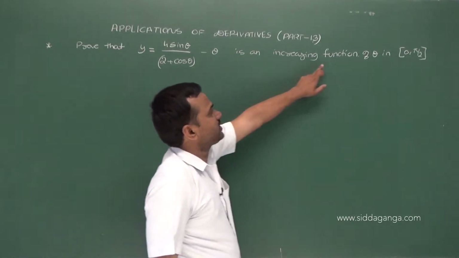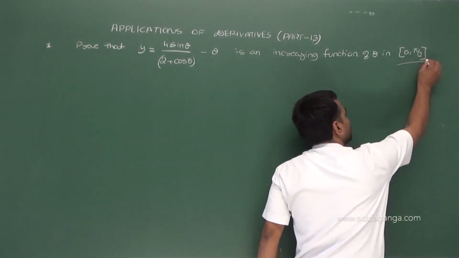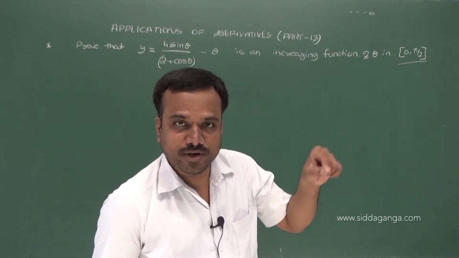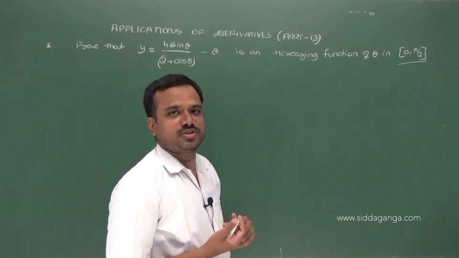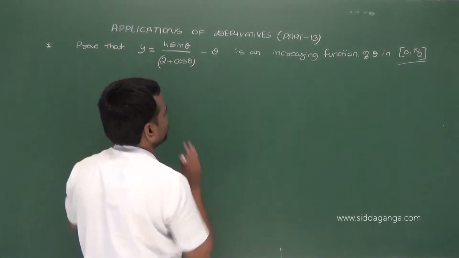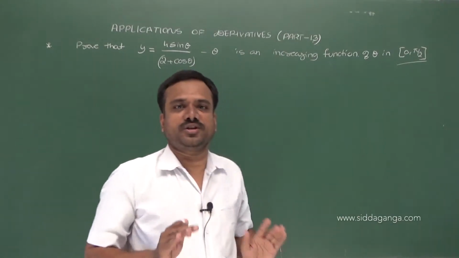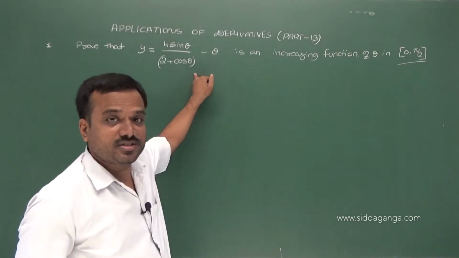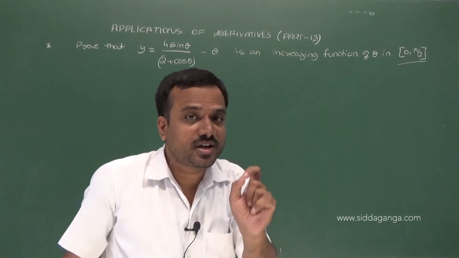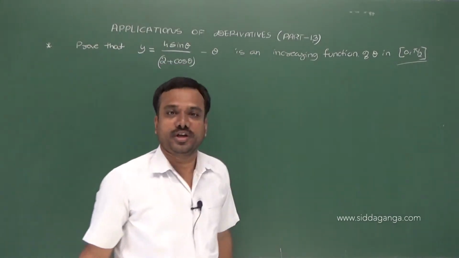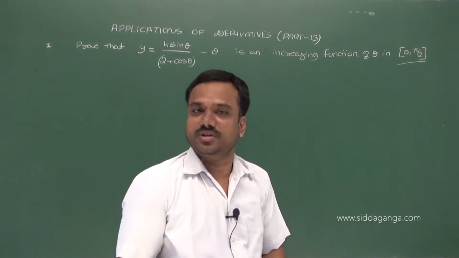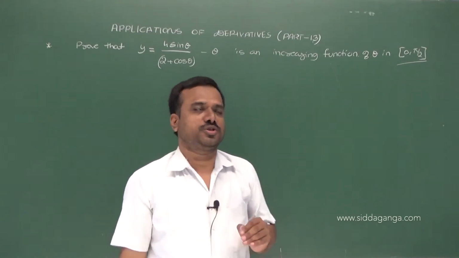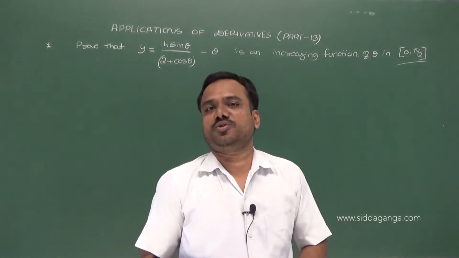Prove that y is equal to 4 sin theta divided by 2 plus cos theta minus theta is an increasing function of theta in the interval he has given. In the interval 0 to pi by 2 means 0 is also included, pi by 2 is also included. In the interval 0 to pi by 2, what do we prove? This function is an increasing function. That means we have to prove that dy by d theta is greater than or equal to 0 in 0 to pi by 2. Understand the concept?